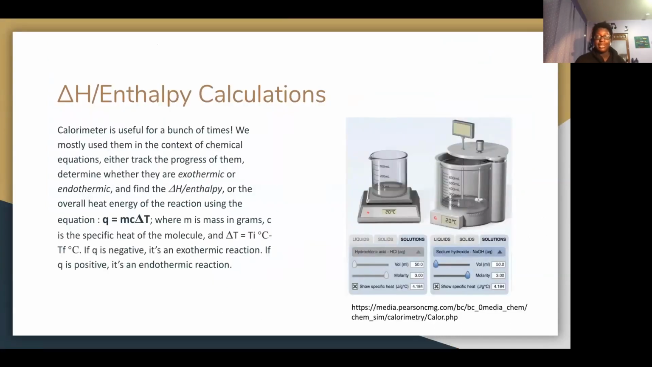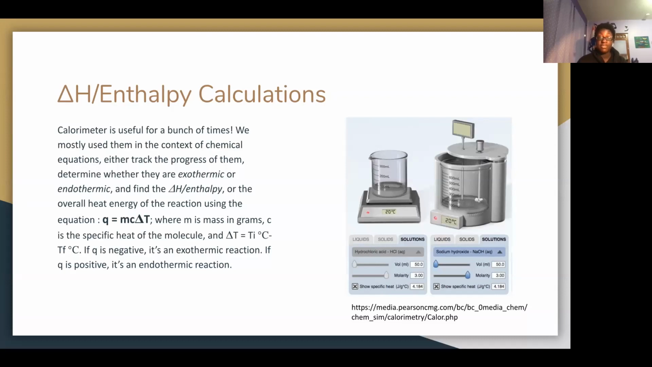The data that we collect during the process of calorimetry using the calorimeter is actually super helpful because it allows us to understand more about the chemical reactions, either keeping track of them by figuring out when the heat exchange begins. It can help us determine what type of reaction it is, and it can also help us figure out the overall heat energy of a reaction using the equation Q equals mcΔT, where m is mass in grams, c is the specific heat of the molecule, and change of T is T final minus T initial, all in degrees Celsius.